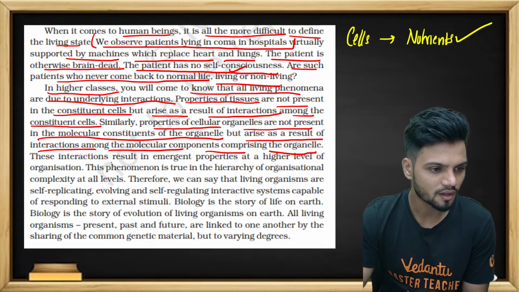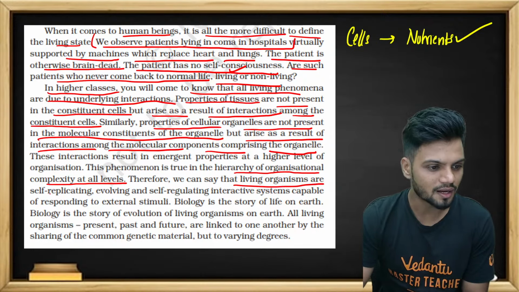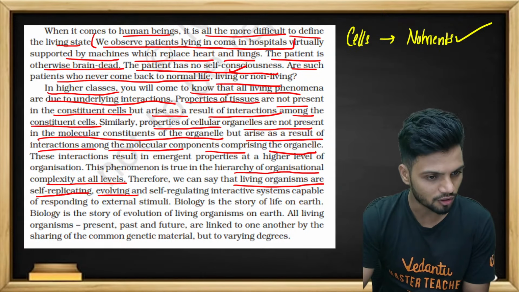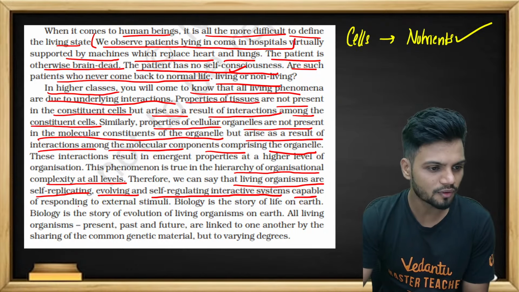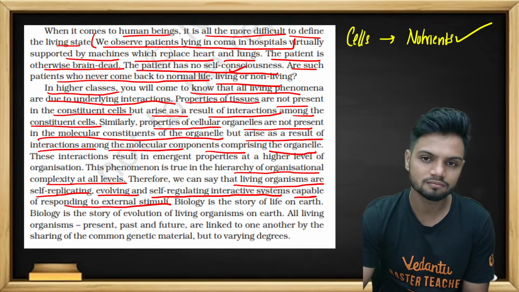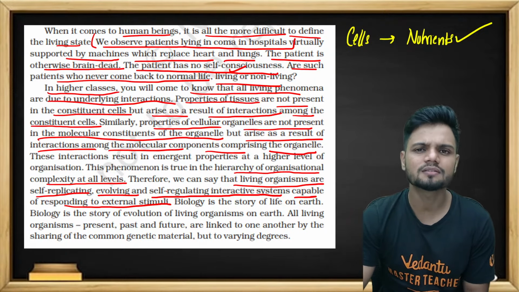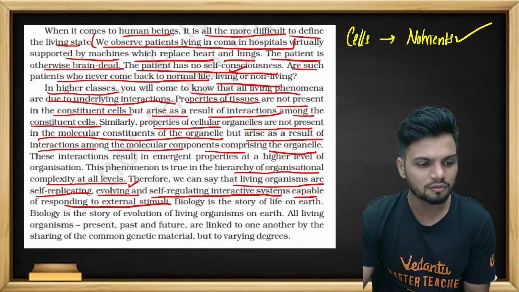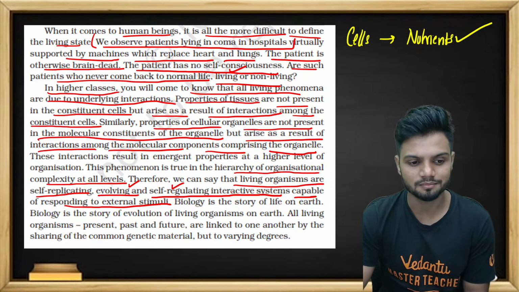This phenomenon is true in the hierarchy of organizational complexities at all levels. Therefore, we can say that living organisms are self-replicating, evolving, self-regulating, interactive systems capable of responding to external stimuli, the humans. Any living organism is able to self-replicate, that is reproduction, evolve, yes, because of sexual reproduction, self-regulating, yes, we can regulate ourselves by eating food, and an interactive system.